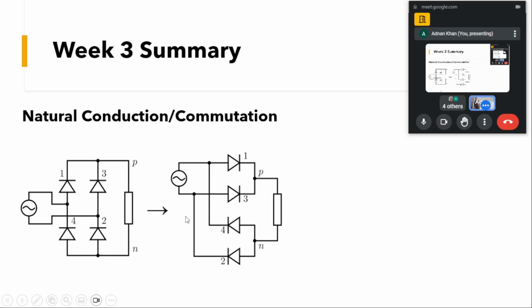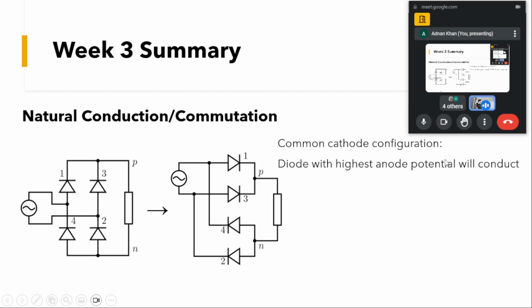That's fine till now. Understand? So these top two devices have a common cathode, so we call it the common cathode configuration. We will see what happens in the case of a common cathode configuration. What happens is that the diode with the highest anode potential will conduct. I'll make you understand what I mean by that.